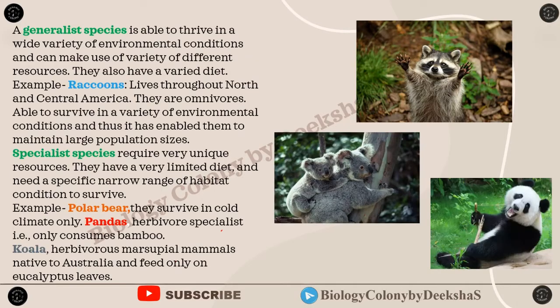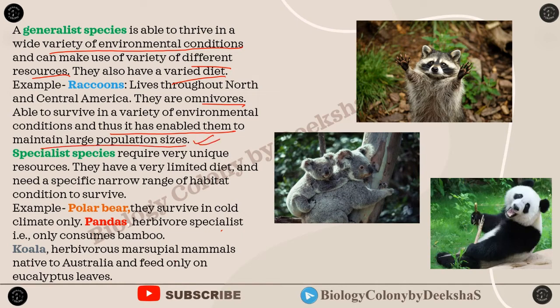So let's understand the terms generalist and specialist species. A generalist species is able to thrive in a wide variety of environmental conditions and can make use of a variety of different resources. So they have a varied diet. An example is raccoons. They live throughout North and Central America. They are omnivores and they are able to survive in a variety of environmental conditions, and thus it has enabled them to maintain large population size.